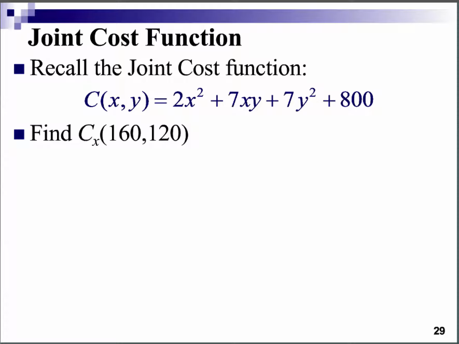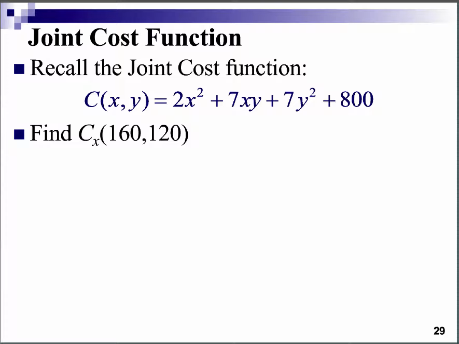Remember, if you go back and look at the original statement of this problem, x was the number of items produced at a factory. We called that factory capital X. And little y was the number of items produced at another factory called capital Y.